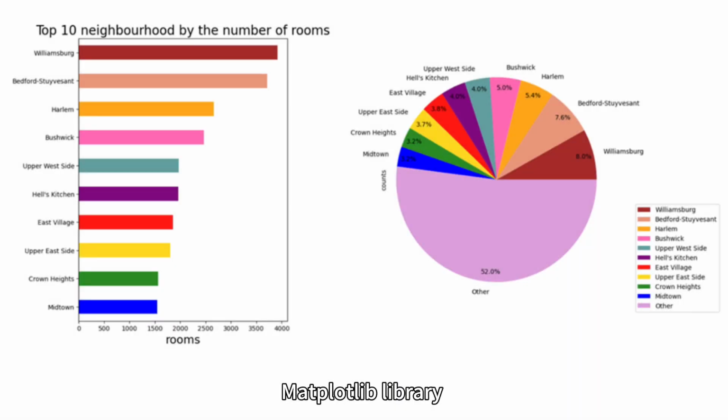The bar chart and pie chart were created using the Matplotlib library, showing the top 10 communities with the highest number of rooms. The charts show that Williamsburg has the highest number of rooms of any community, which is 8%, while Midtown has the lowest number of rooms, which is 3.2%.